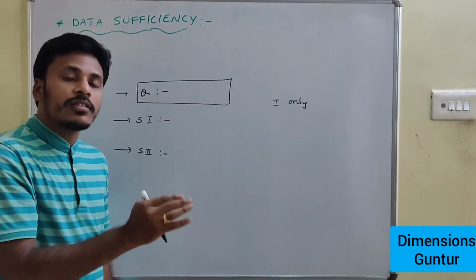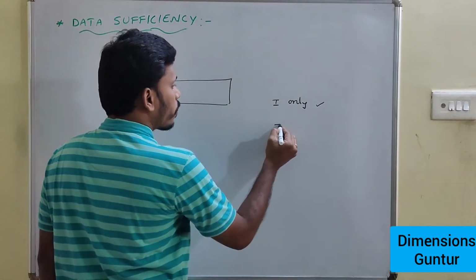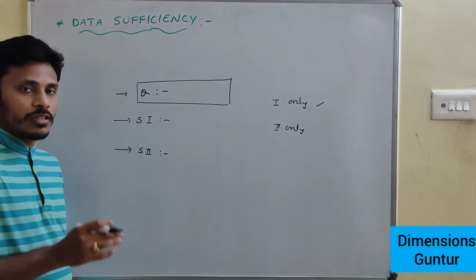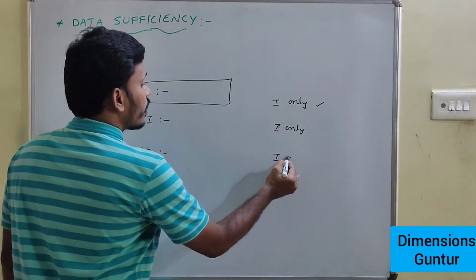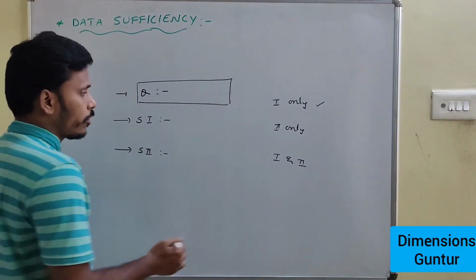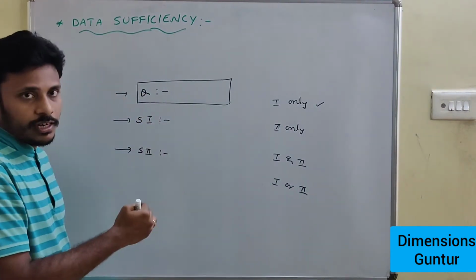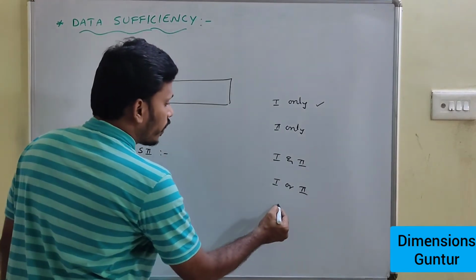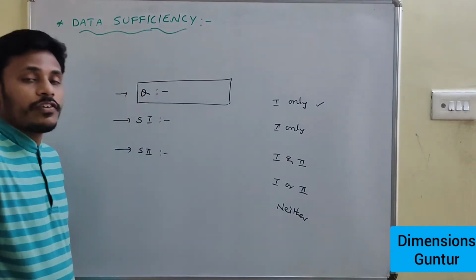Statement 1 only is sufficient to answer the question, no need of statement 2. That's one option. The other option is statement 2 only. It is enough to use only statement 2 to answer the question, and there is no requirement of statement 1. The third option is statements 1 and 2. Both the statements are required to answer the question. Another option is 1 or 2, either the first statement or the second statement, any one of those two is enough or sufficient to answer the question. And the last option is neither of the statements. Both the statements are not sufficient to answer.